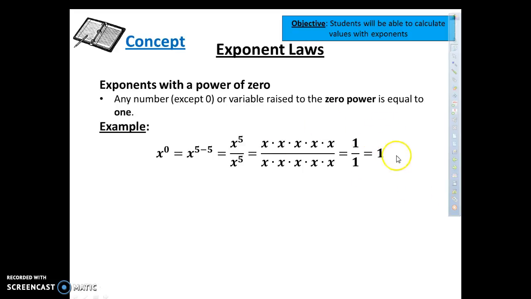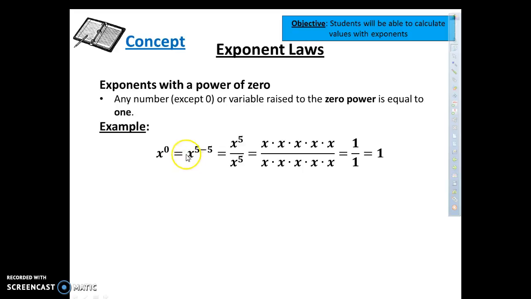Okay, and this is the reason why. A lot of people say, well, why does it equal 1? Well, the reason is, do you agree that you get 0 by subtracting a number by itself? So let's say 5 minus 5, that's 0. Do you agree? Okay, so we just learned that if I have a number with the same base and they're dividing, I can subtract the exponents.